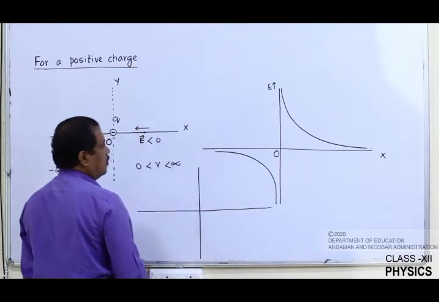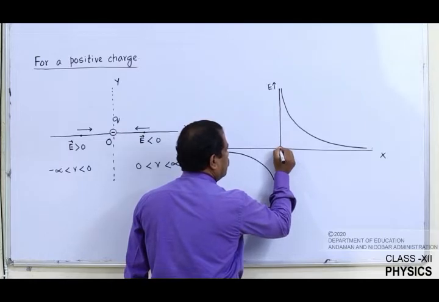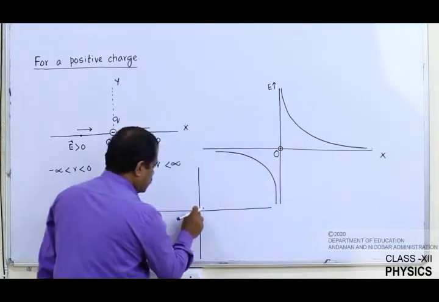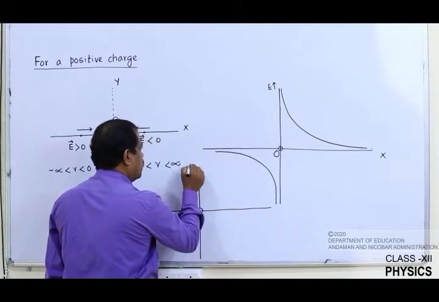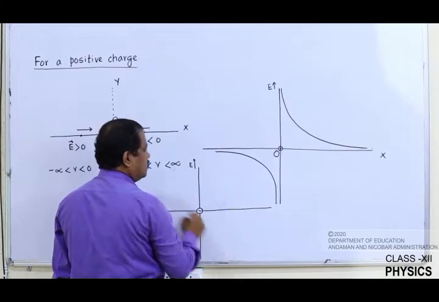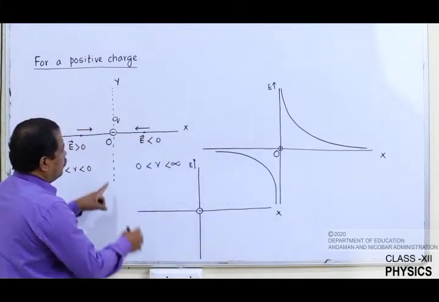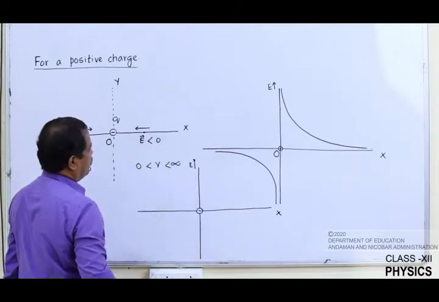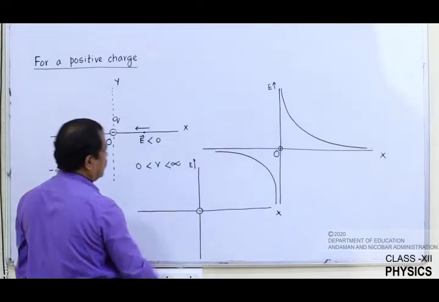Let me plot here. Actually, we had a positive charge here, for which we plotted the graph of electric field. This time, we are going to have a negative charge at the origin. Let this be our electric field axis, and let this be the x-axis, the distance. For the positive side, the electric field direction is negative. So this will be the direction of electric field.